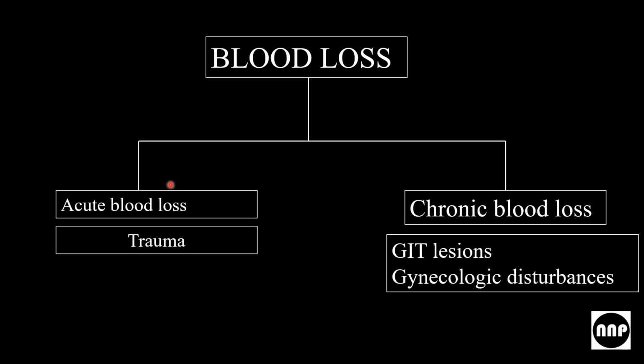Blood loss can be acute blood loss or chronic blood loss. In acute, a condition like trauma can be there, where the blood loss is severe, leading to anemia. Or chronic blood loss, for example, in GIT lesions or gynecologic disturbances. For example, anemia secondary to hemorrhoids.